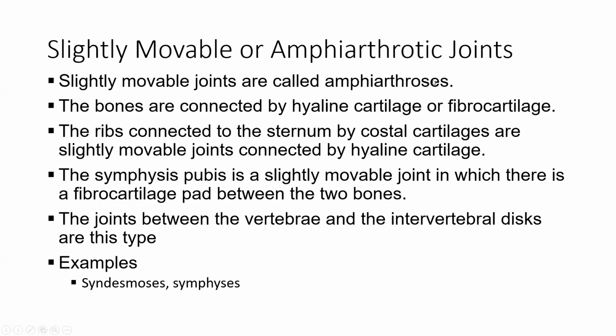Now the slightly movable joints are the amphiarthrotic joints. They're held together by hyaline cartilage or fibrocartilage. Now hyaline cartilage has been with us for a long time. When we are in utero, we start laying down our bony skeleton very early. After fertilization, we have a complete skeleton in place 6 weeks after conception. At that point, we are about an inch long, but we have a full skeleton in place made of hyaline cartilage. And we'll talk about this in lecture when we get into the bone chapter.